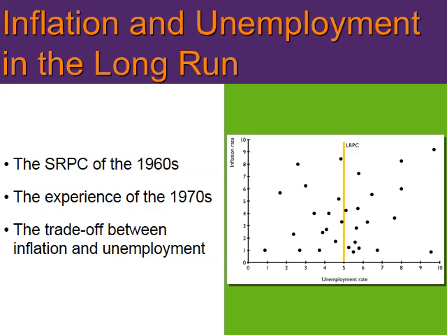This unemployment rate is also called the non-accelerating inflation rate of unemployment, or NAIRU, N-A-I-R-U. Yes, that is a long acronym. But just remember, it's the unemployment rate that's naturally occurring in the economy where in the long run you are not going to have accelerating inflation.